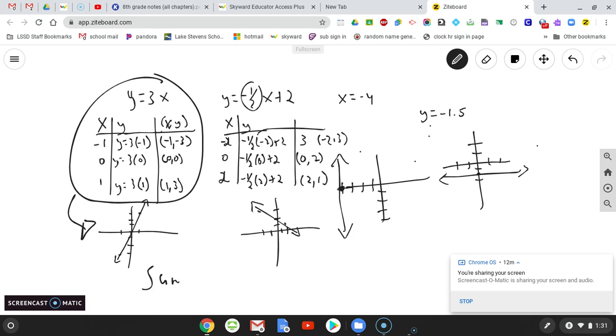So right now, go ahead and take a second, write your summary. How do you use a table to help you graph a linear equation? Make sure if you have questions, you're writing them down. Get those questions answered. Make sure you're asking for help on things that don't make any sense to you yet.